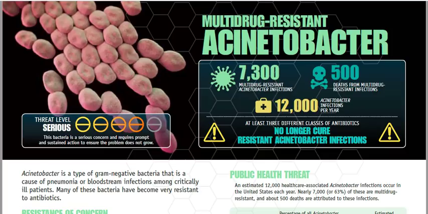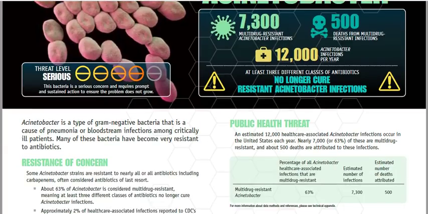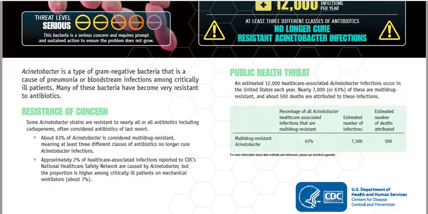Threat level: serious. This bacteria is a serious concern and requires prompt and sustained action to ensure the problem does not grow. AB is a type of gram-negative bacteria that is a cause of pneumonia or bloodstream infections among critically ill patients. Many of these bacteria have become very resistant to antibiotics. Resistance of concern: some AB strains are resistant to nearly all or all antibiotics, including carbapenems, often considered antibiotics of last resort.